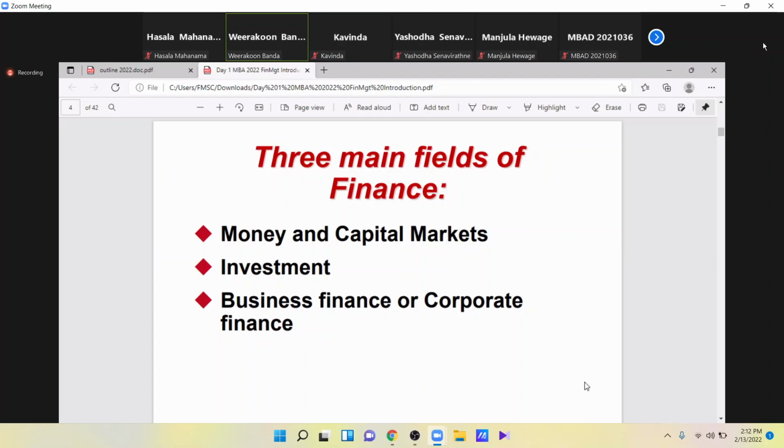If you decide to save some money in the bank, that is money market. That may be capital market if it's a long-term investment, like a fixed deposit, then capital market, long-term. If you decide to invest in the share market, then that is capital market. If you decide to purchase some treasury bills as an investment, then that is money market related, short-term, less than a one-year period. If it is more than one year, then that is called capital market related. So that may be money or capital market related.